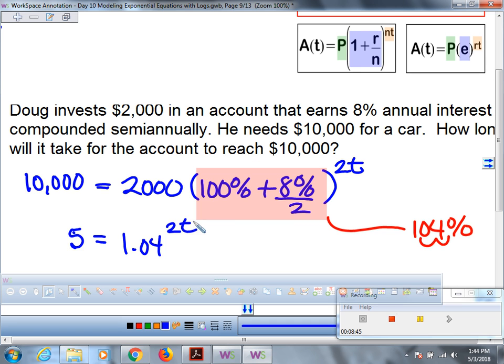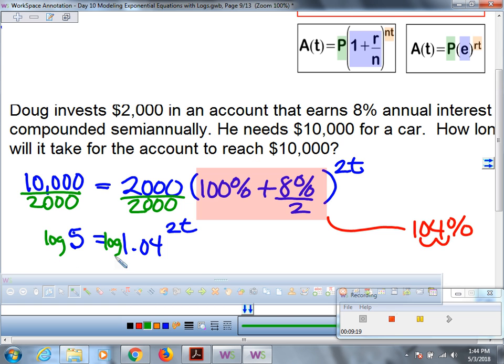Because 10,000 divided by 2,000 is 5. I divided both sides by 2,000. Thank you. I shouldn't have skipped that step. Okay? We good now? So now I'm going to log both sides.